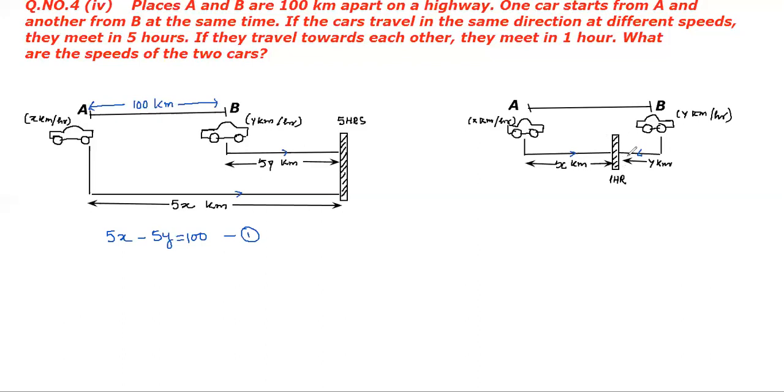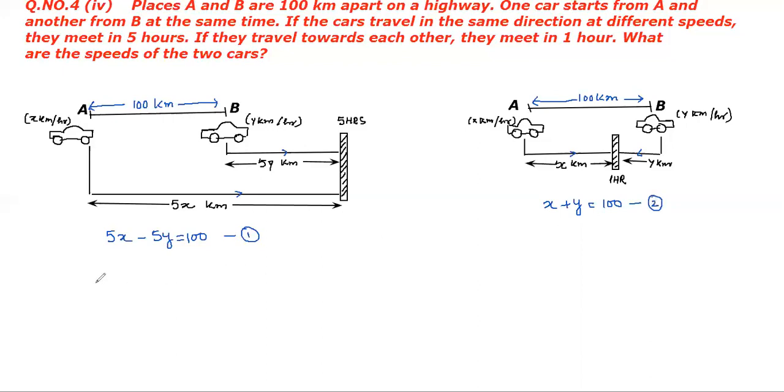The distance that Y has traveled in 1 hour is y kilometers. The distance that X has traveled in 1 hour is x kilometers. The total journey, the distance between A and B, was 100 kilometers. So now you can clearly see that if you combine the distance that A has covered and the distance that B has covered, it will be equal to 100 kilometers. So the second equation that you got is x plus y is equal to 100. This is the second equation.